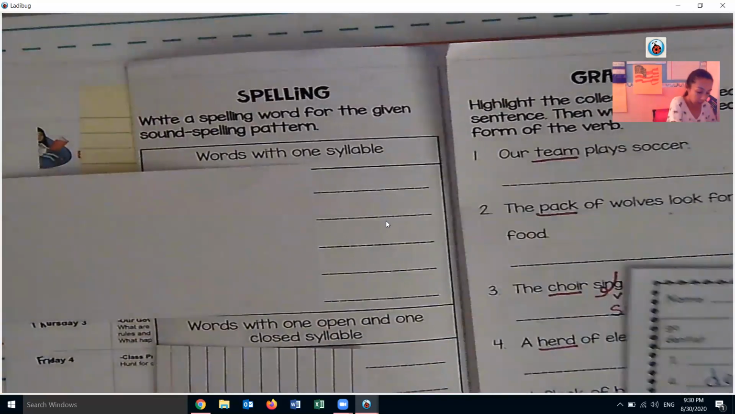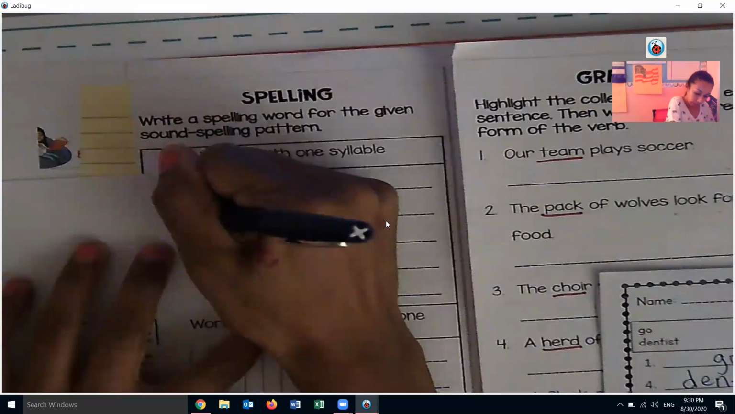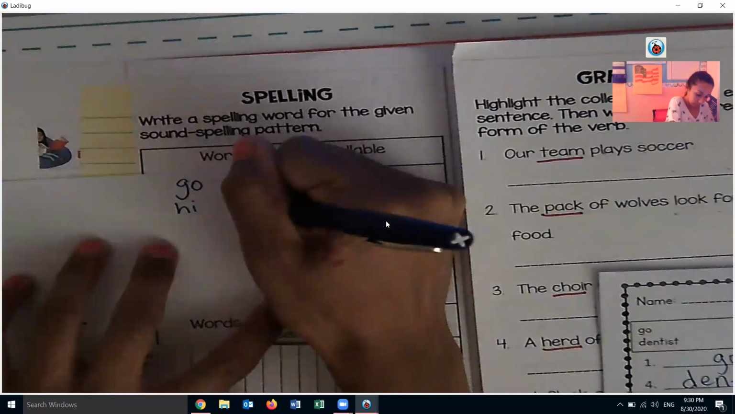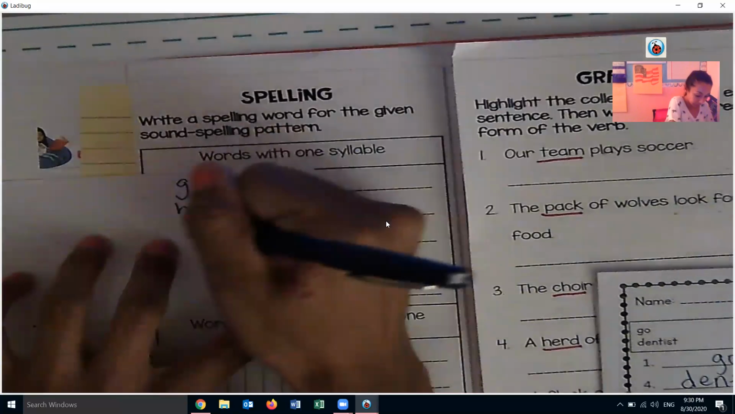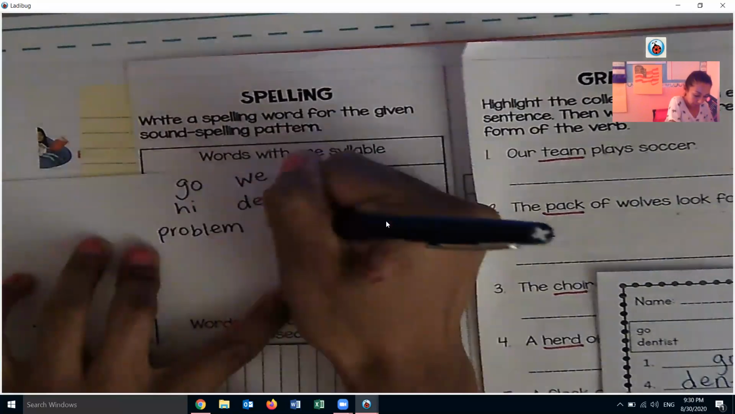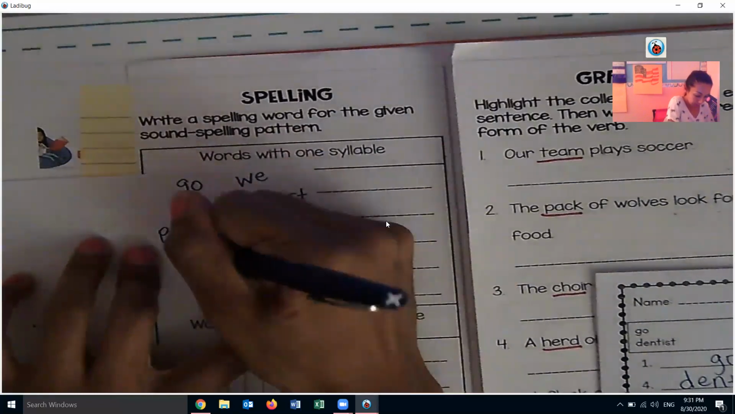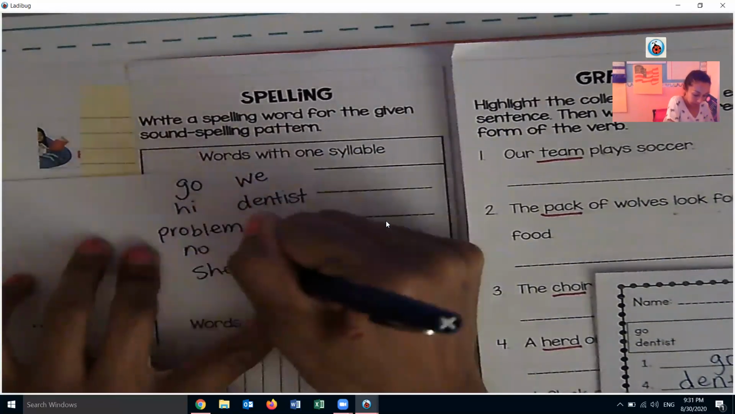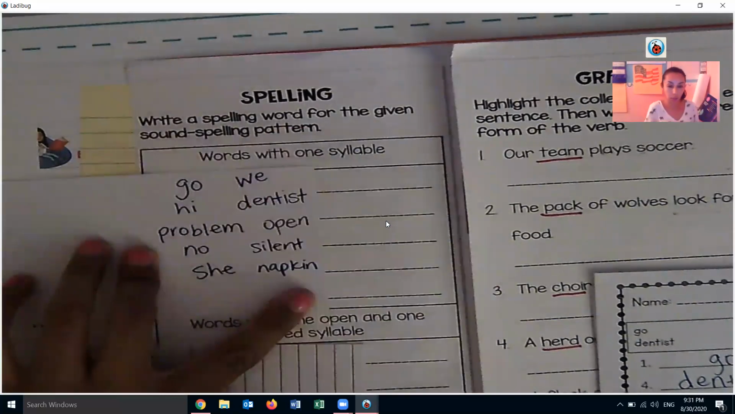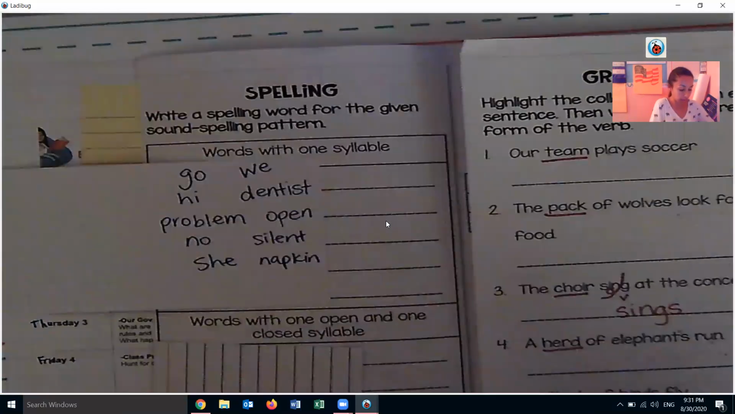You know what? Let me write myself a little word bank here. I have go, we, hi, dentist, problem, open, no, silent, she, napkin. So this is my word bank. I just got the words from here, but you can also get them from the front of your pamphlet. They're these same words.